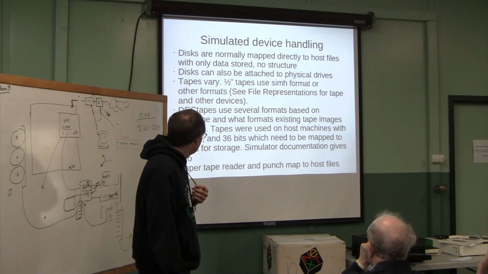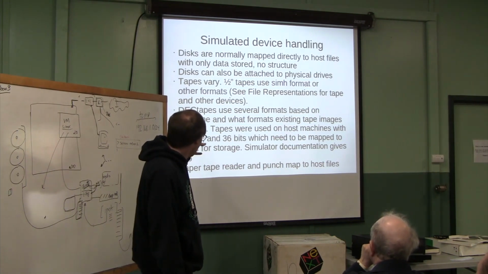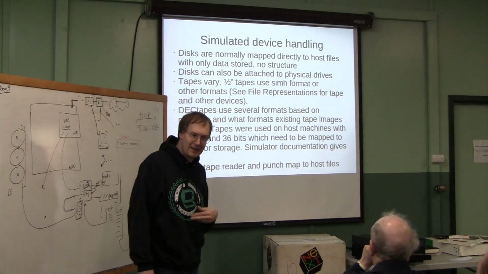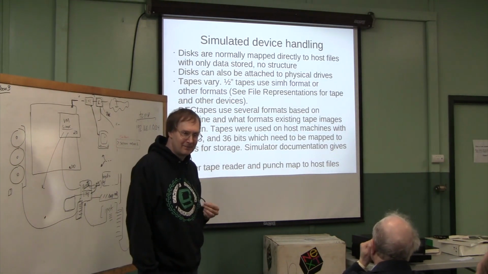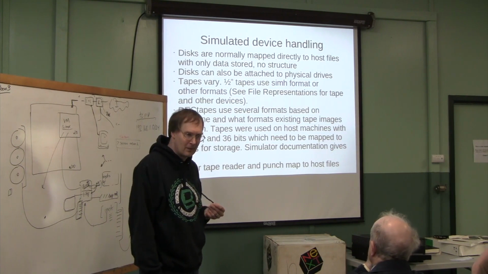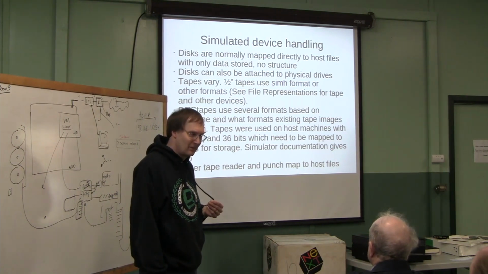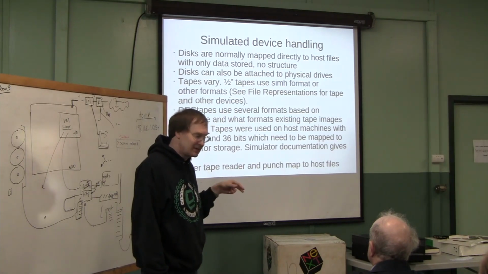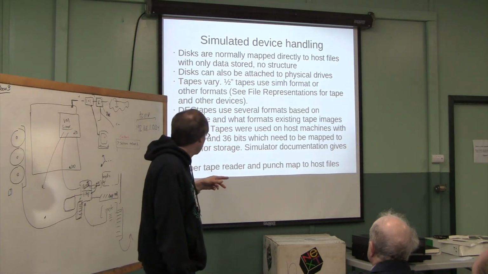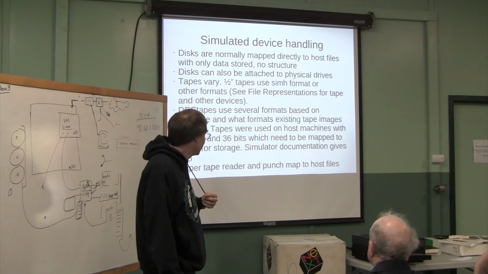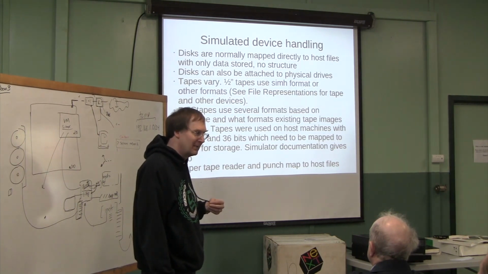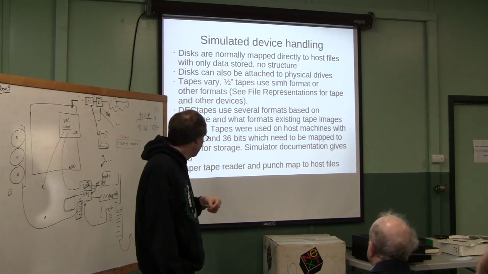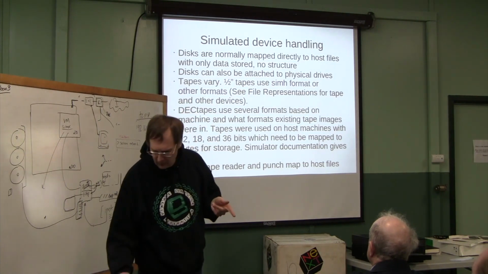DECtapes, since they have host machines with 12, 18, and 36 bits, which you then need to store in 8-bit bytes on your host machine. So there are different mappings for different tapes, and it supports several of them. So it does attempt to figure out which mapping the tape uses, but you can manually specify if it doesn't. Paper tape reader and punch map to host files.